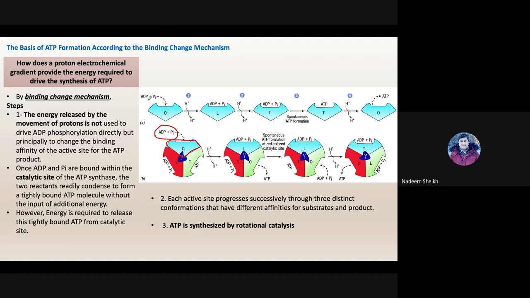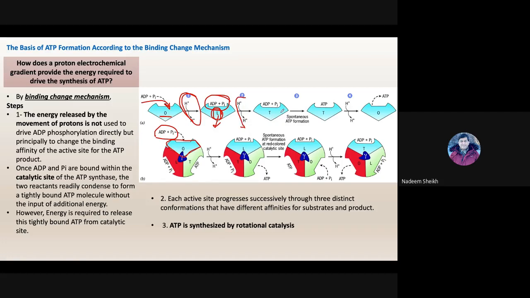As soon as the proton moves, some of the protons come back to the inner membranous space. ADP and inorganic phosphate get loosely attached with the O position. O stands for open. Then these two molecules are attached with the catalytic site. This condition is now referred to as the L position. L stands for loose. Another movement of protons from membrane space to matrix.